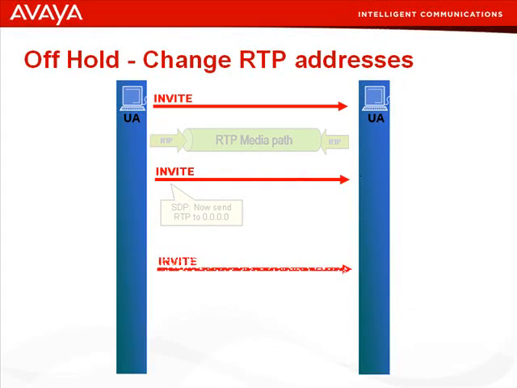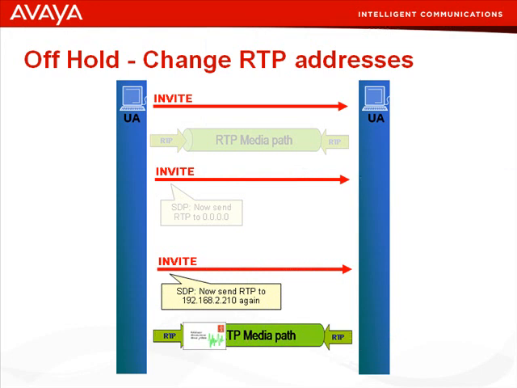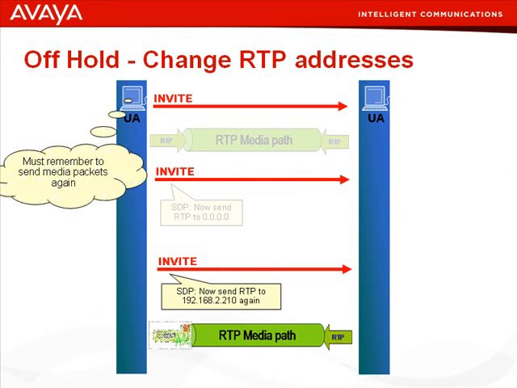Sending the re-invite with the caller's address once more in the media options results in the callee knowing once more to send media packets back to the caller at the caller's RTP address. The caller, of course, also needs to remember to start sending his media packets back as well.